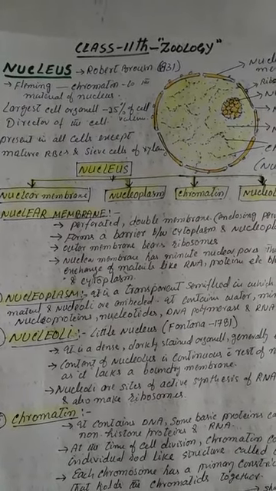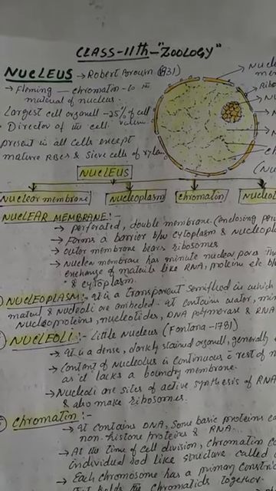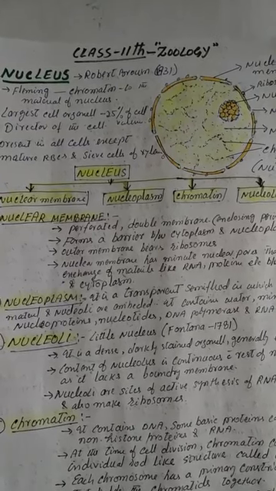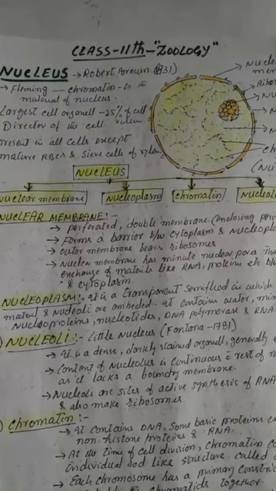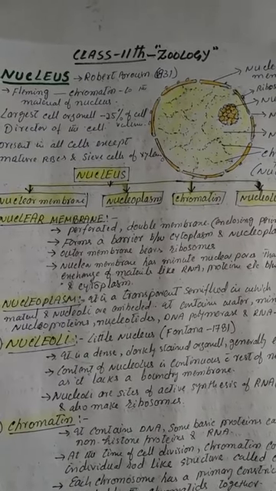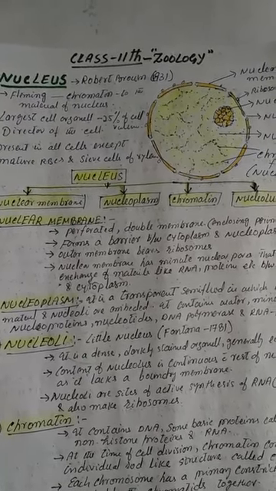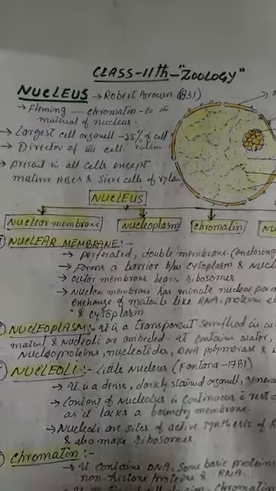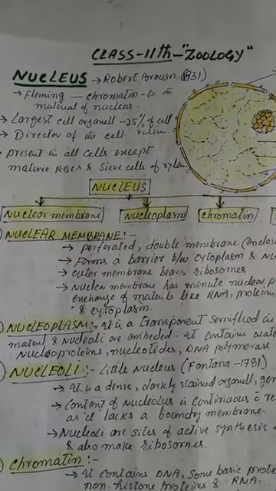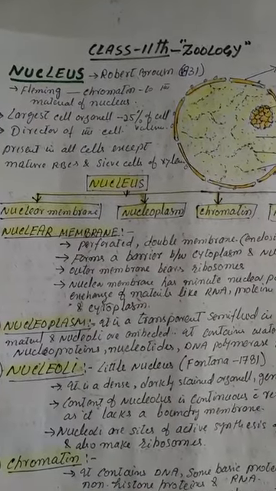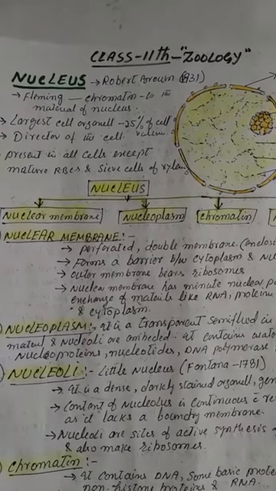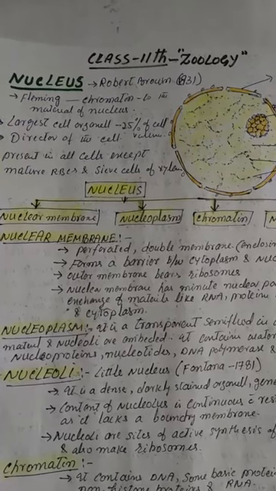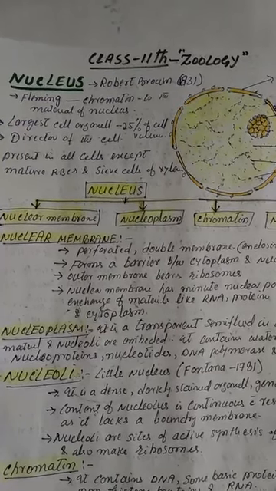Since we are studying the structure of the eukaryotic cell and we have already studied the various cell organelles, today we will discuss the most important structure of this eukaryotic cell, that is the nucleus. Now the nucleus was first observed by Robert Brown in 1831. Later Fleming gave the name chromatin to the material of the nucleus.